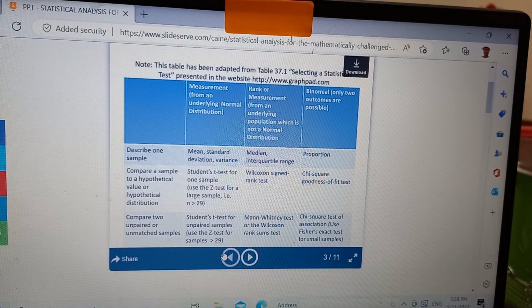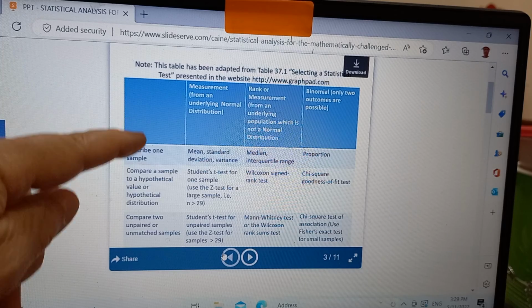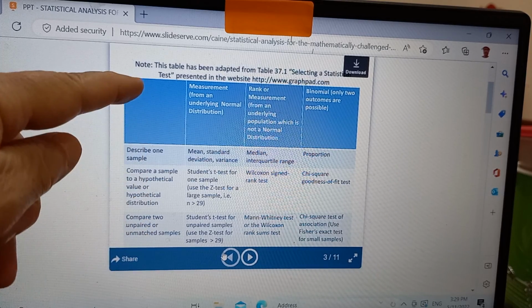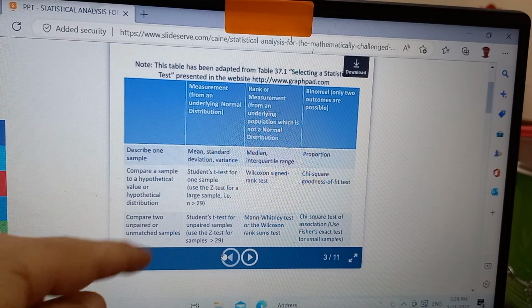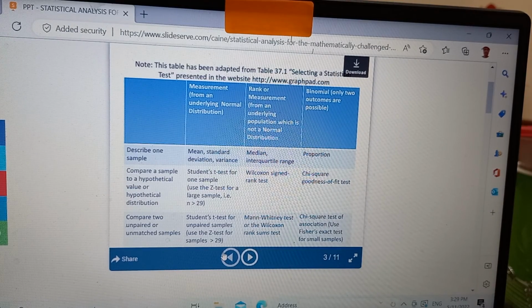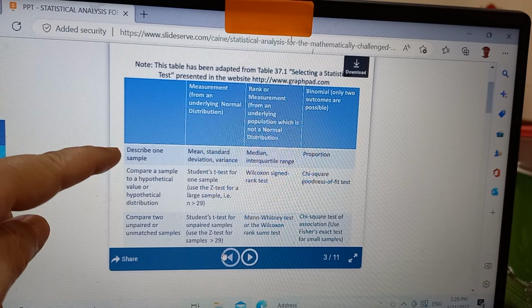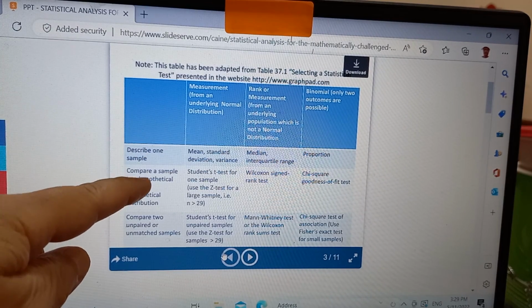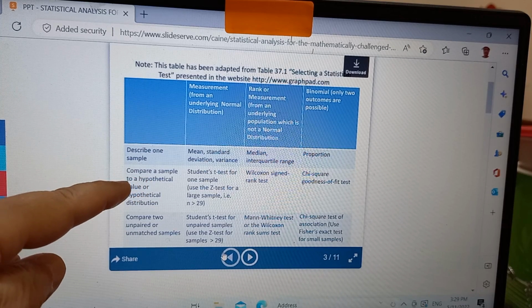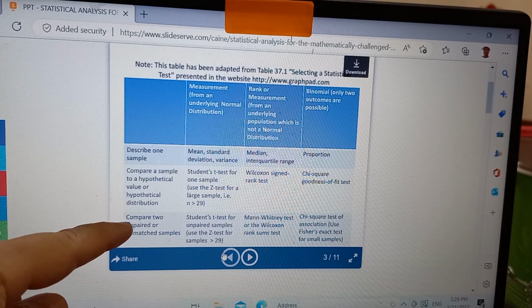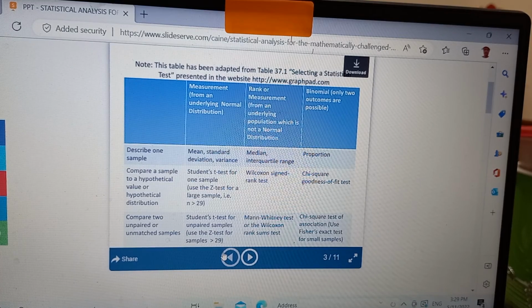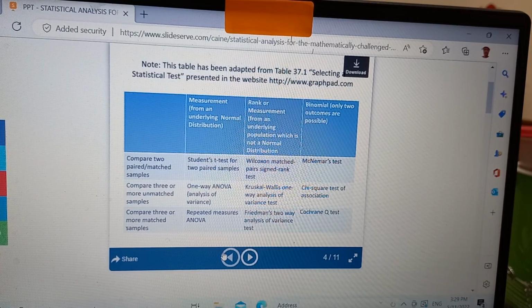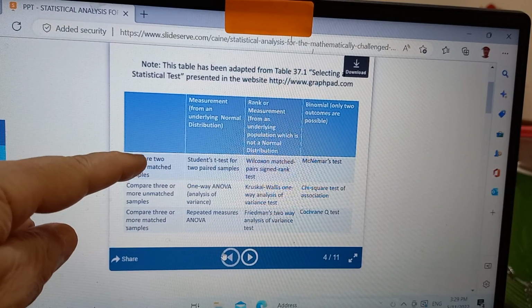Then on the left hand side of the table, the leftmost column, how many samples have you collected? Have you just collected one sample? Have you collected one sample but you wish to compare it with a hypothetical distribution? Have you collected two samples but they are not paired or matched in any way? Or have you collected two samples but they've been paired or matched?